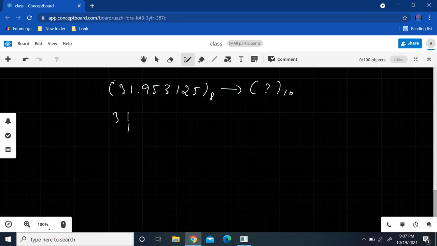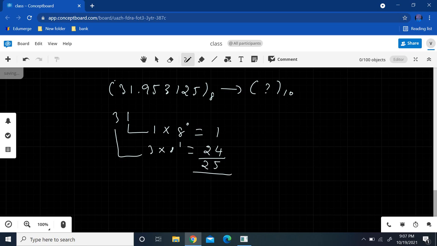So for 31, for decimal conversion, 1 into 8 to the power 0 equals 1, and 3 into 8 to the power 1 equals 24. You get 25. So for 31 octal, the equivalent decimal is 25. Now let us move to the fractional part, that is 0.953125.